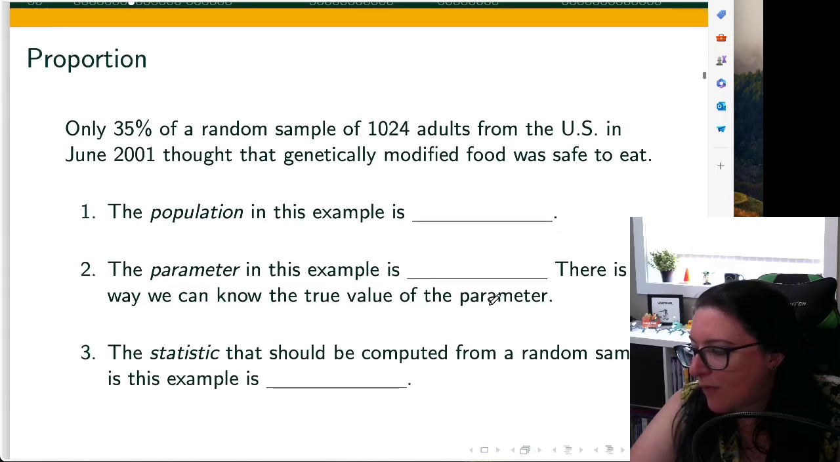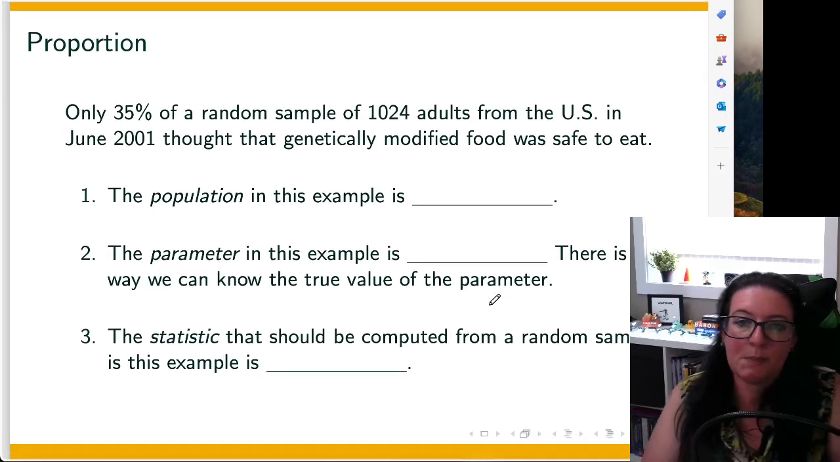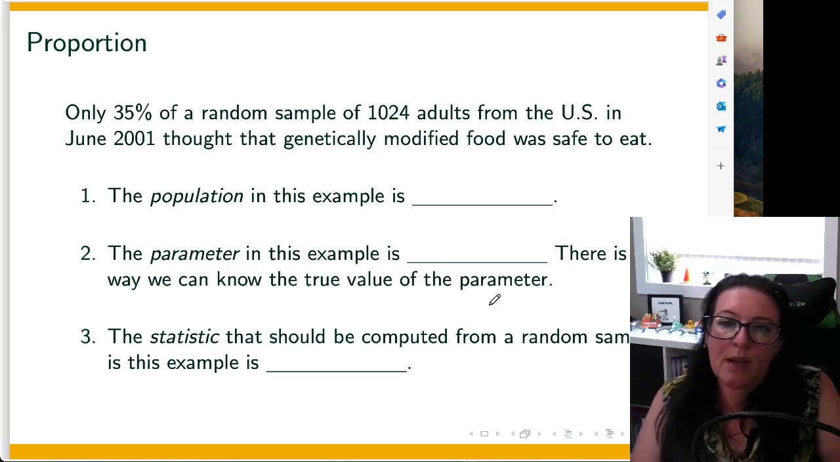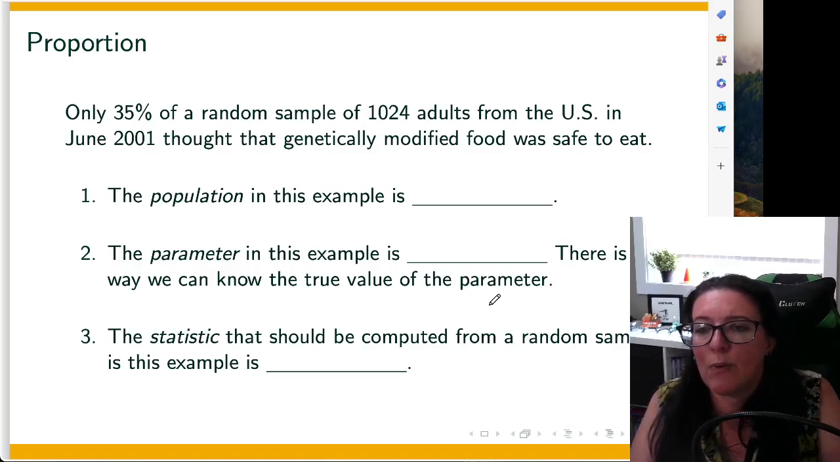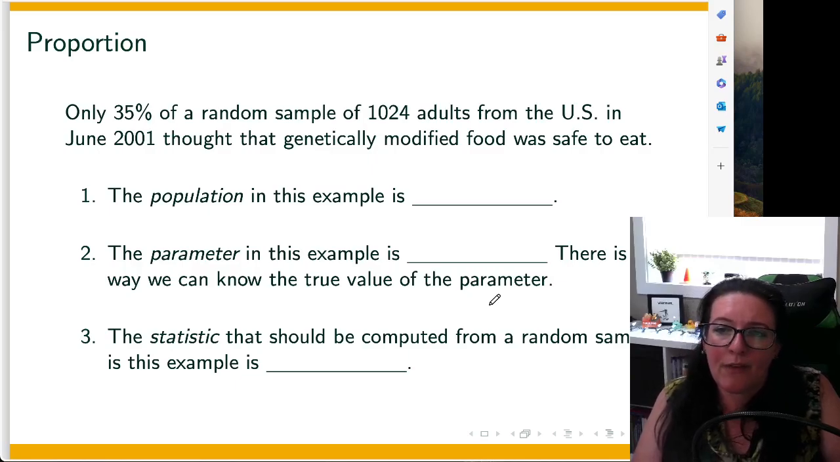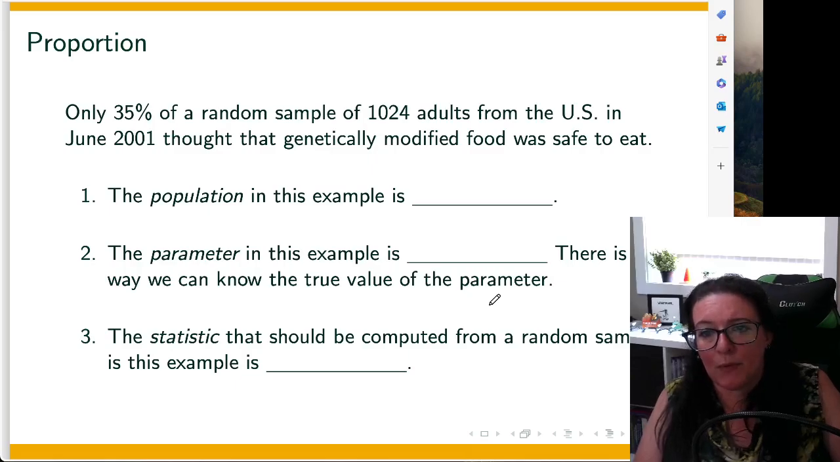We can have our parameters and statistics be proportions. So here, only 35% of a random sample of 1,024 adults in the US in June 2001 thought that a genetically modified food was safe to eat. What is the population in this example?